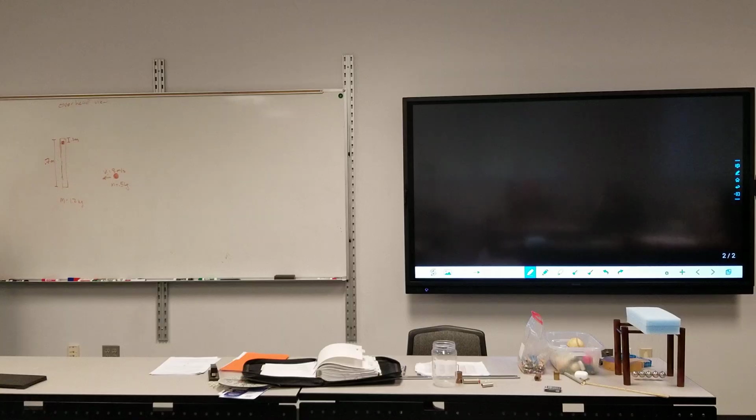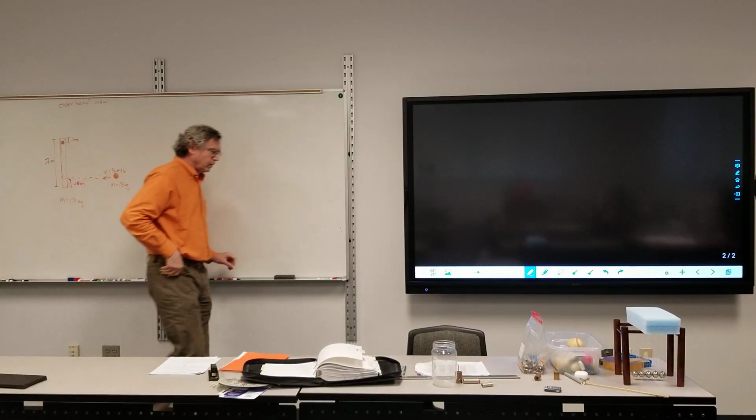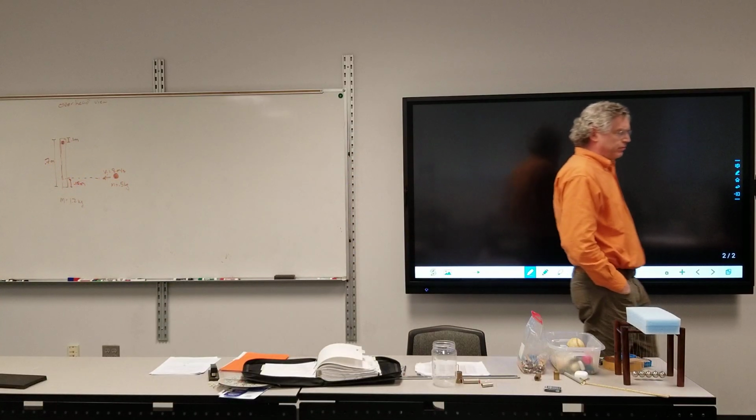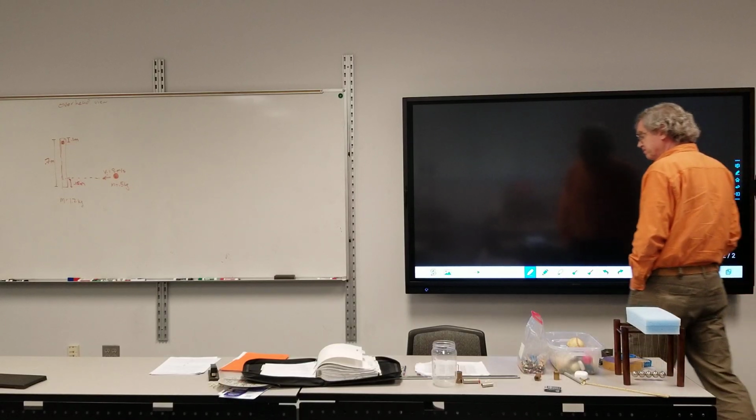All right, so let's go to the putty being thrown at a thin beam or thin bar. The putty's going to stick, so it's a perfectly inelastic collision, and the question is, how fast will the beam-putty combination spin after the collision?